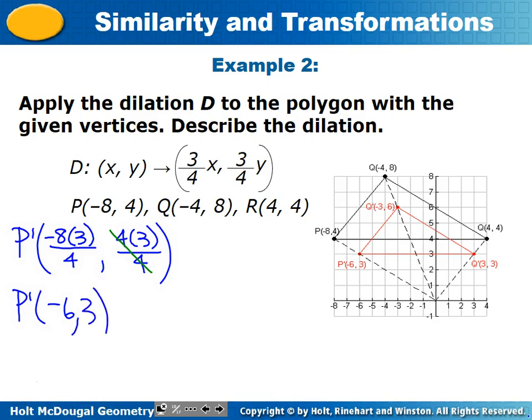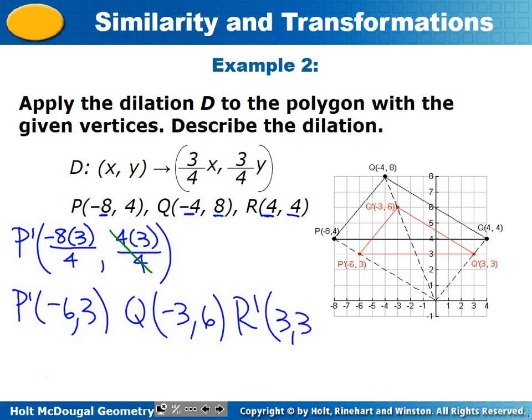Here again, I think you should notice that I've got all 8s here, two more 8s. The 8 over there in Q is going to end up being a +6. And all these 4s in this problem are going to end up being 3, because that's what we solved for. So Q prime is going to end up being (-3, 6), and R prime is going to end up being (3, 3). Because we solved for one, we can use them for all the rest. Then we're going to plot those points.